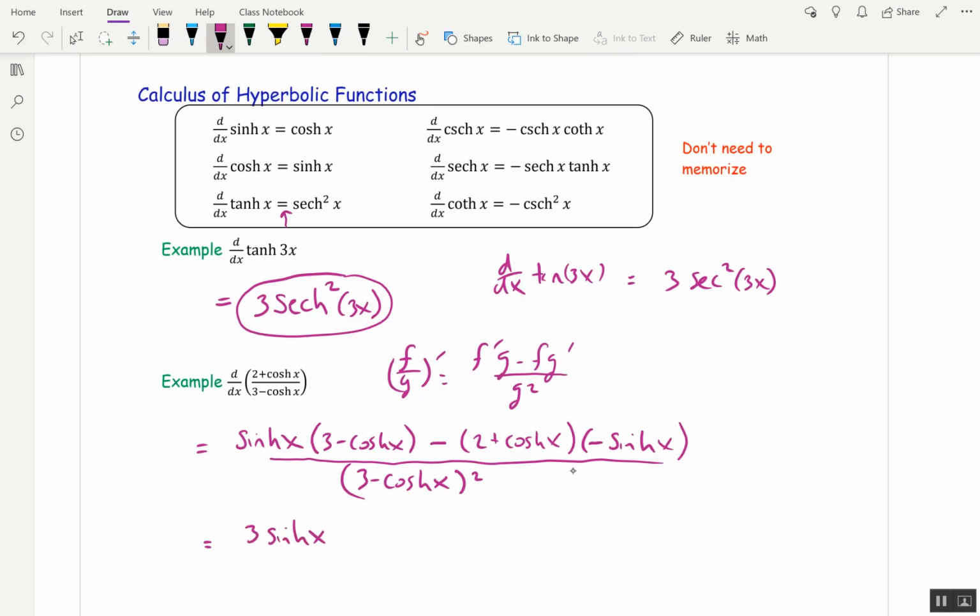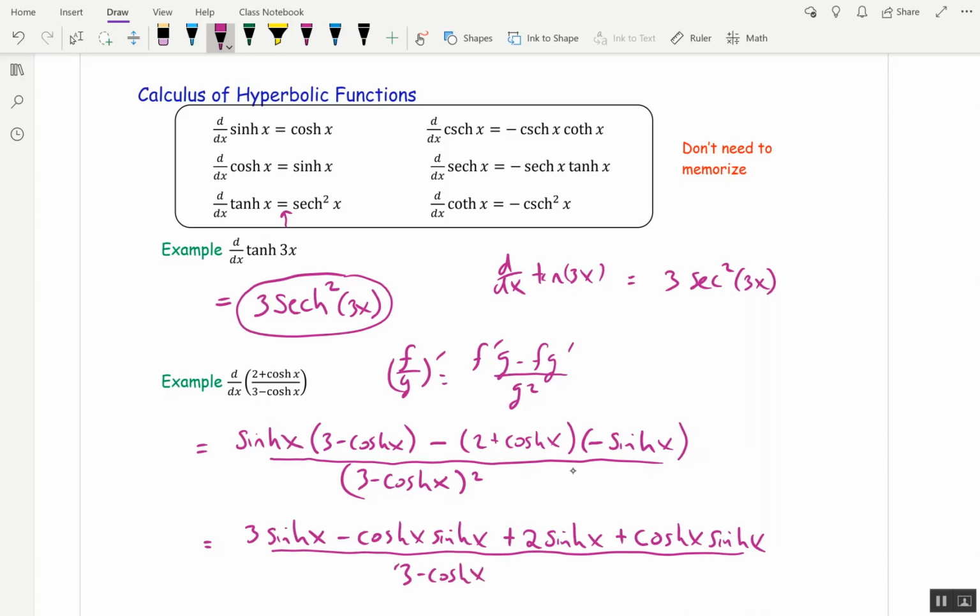Okay, let's distribute. Upstairs, 3 sinh x minus cosh x sinh x. Then when I distribute the 2, I get minus 2 sinh x, but then I have another minus, so it's going to be plus 2 sinh x. And then when I distribute the cosh, I get positive cosh x sinh x. You can write cosh sinh or sinh cosh. And the denominator just stays there. 3 minus cosh x squared.